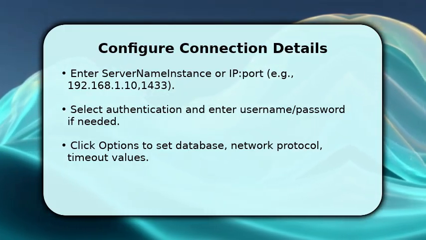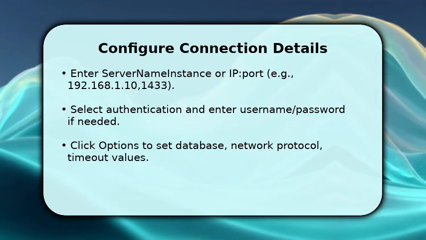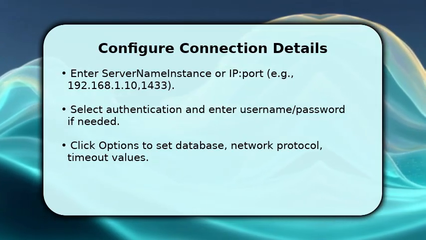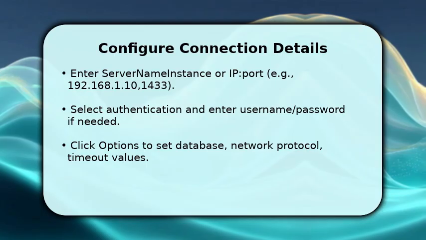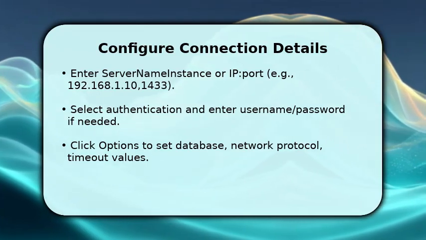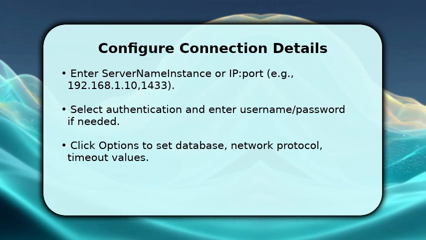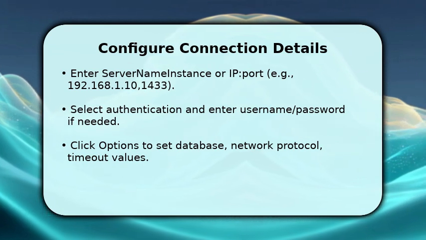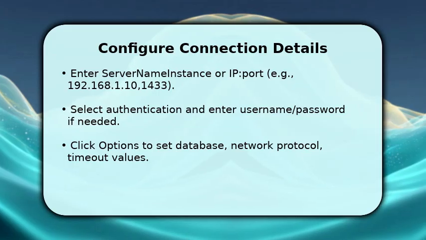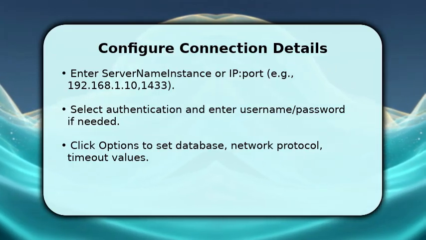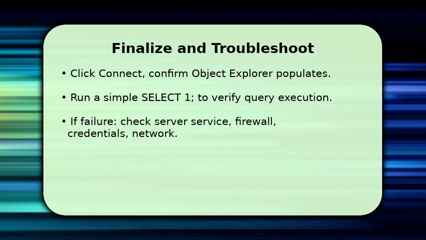Click Options to select a default database, change the network protocol to TCP/IP if needed, and adjust connection timeout to avoid premature failures. These settings control how SSMS negotiates the session, so adjust them when default values fail. Click Connect and watch Object Explorer populate. That confirms the session. You should run a quick query like Select One to verify query execution and permissions.